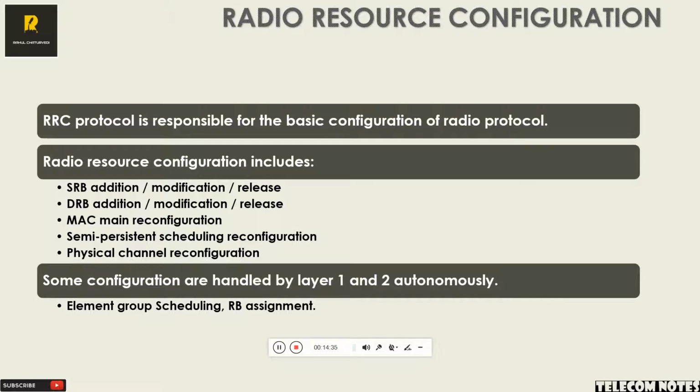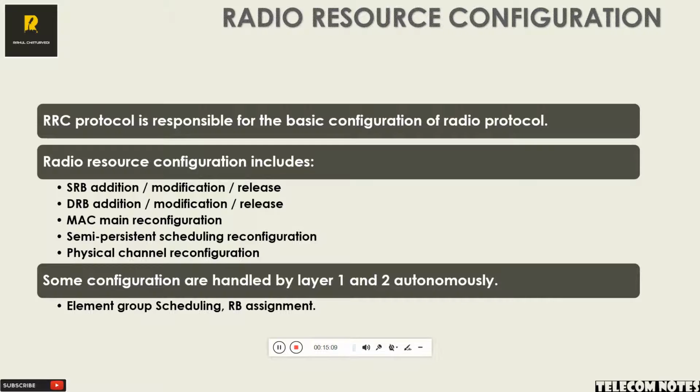So in radio resource configuration, the RRC protocol is responsible for the basic configuration of the radio protocol. Radio resource configuration includes SRB addition, modification, release; DRB (data radio bearer) addition, modification or release; MAC main reconfiguration, semi-persistent scheduling reconfiguration, and physical channel reconfiguration.